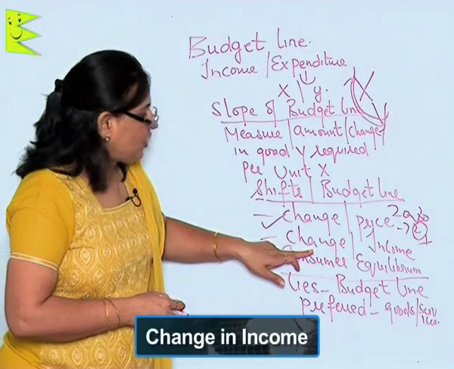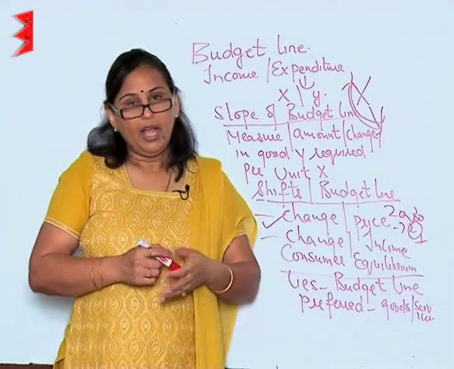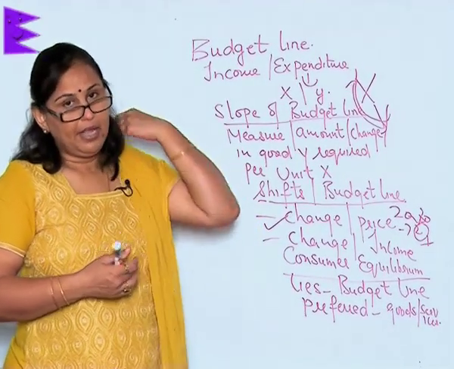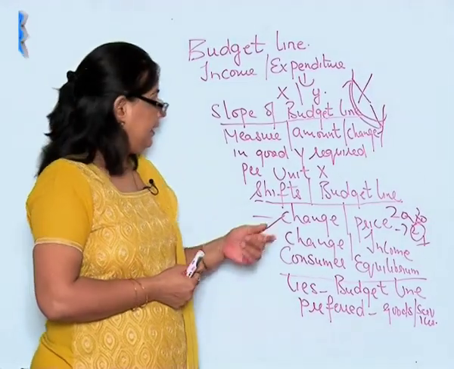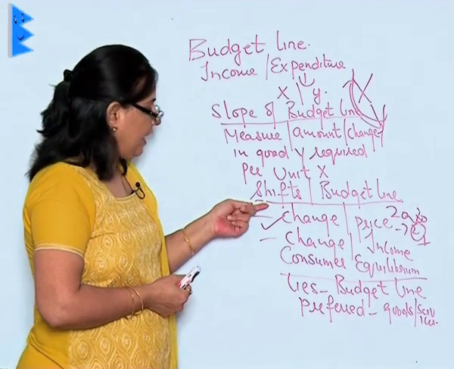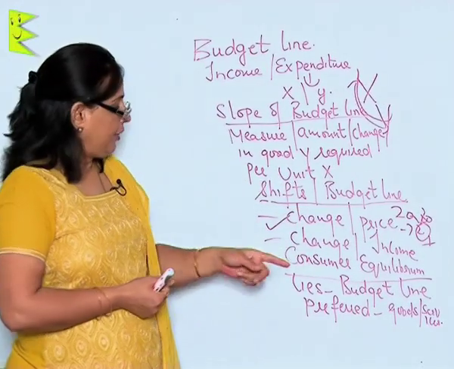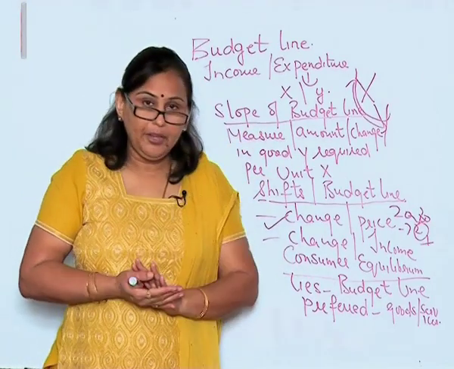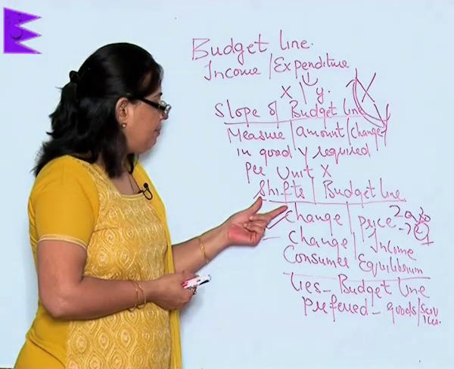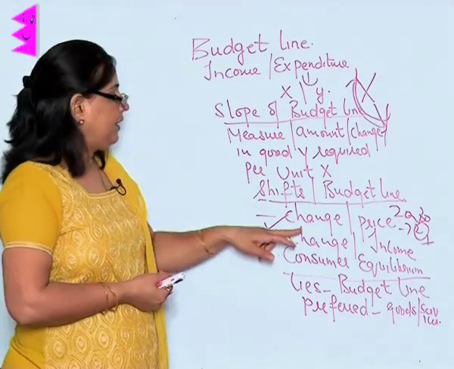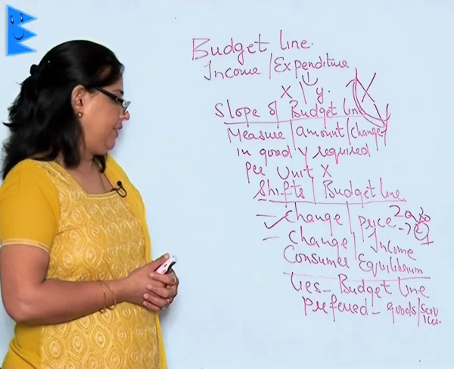Also, the change in the income will also shift the budget line of a consumer. Supposing I was earning 20,000 rupees a month and suddenly I start earning 40,000 rupees a month, then there is definitely going to be a shift in my budget line. I will be consuming more because of my income, or it could be vice versa. I could be consuming less now because I am earning less. So the shift in the budget line occurs due to 2 factors, that is change in the price of the commodity or change in the income of a person.